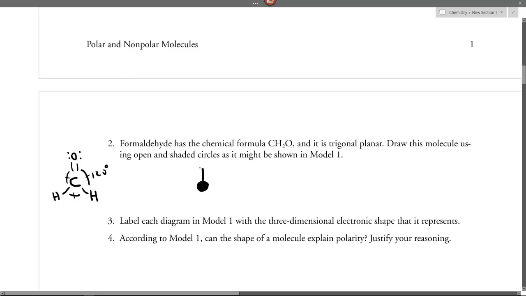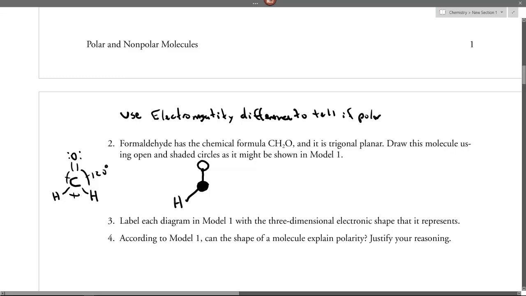We have a polar bond. Now, how do we tell that the carbon-oxygen bond that I see here is a polar bond? Use the electronegativity difference to tell if it's polar or nonpolar. Okay, so that's what I do. I look up the carbon and oxygen, that's polar, carbon and hydrogen.